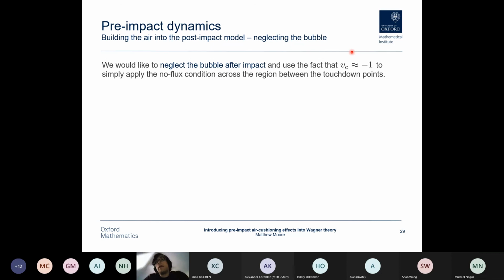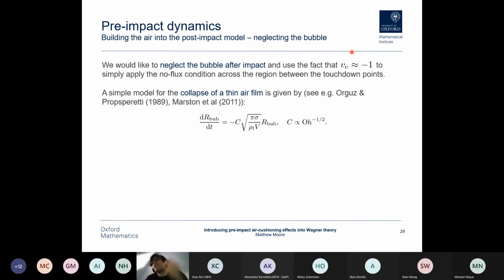To justify that a little bit more, what we want to think about is the time scale of the bubble retracting. Once you entrap this air bubble between the liquid and the impactor, it's going to retract and collapse under surface tension. A simple model for this process has been proposed by August and Prosperetti and adapted for this problem by Jeremy Marston and some co-workers in 2011.